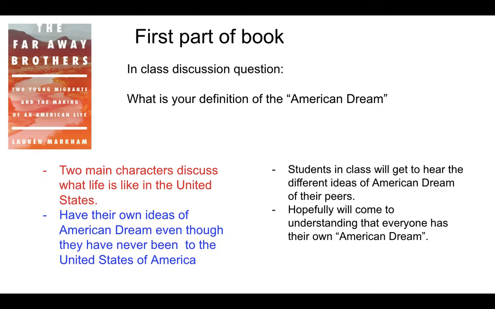So after you read the first two chapters, we think a better discussion that's less controversial is just talking about each student's definition of their American dream. The two main characters discuss what they think life is like in the United States. They think of it as this holy place with no problems, and it'll solve all their problems back in El Salvador. And hopefully throughout this discussion, students will learn that each one of their peers has their own definition of the American dream and what's important to them, and not one opinion is more right than the other, but everyone's is different, and that is okay.